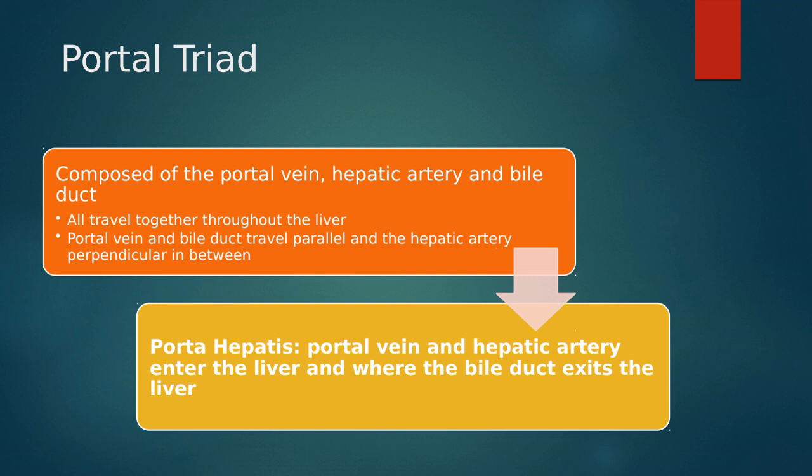So those are our main portal vein, main hepatic artery, and main common bile duct, entering and exiting. Main portal vein, main hepatic artery entering, main common bile duct exiting. But we see the three of these structures in smaller versions traveling with each other throughout the rest of the liver tissue.